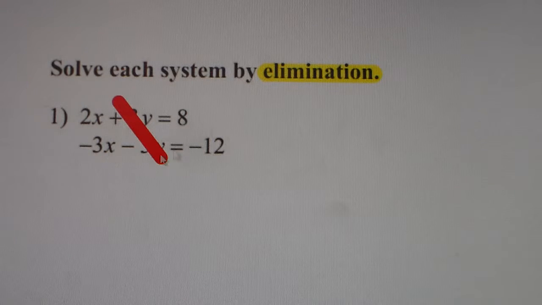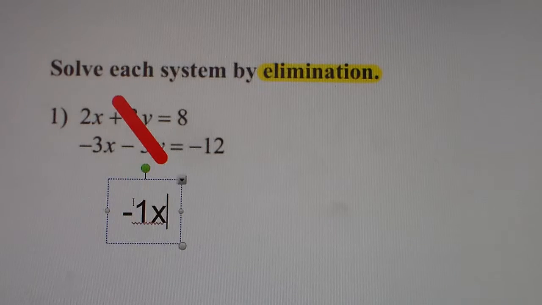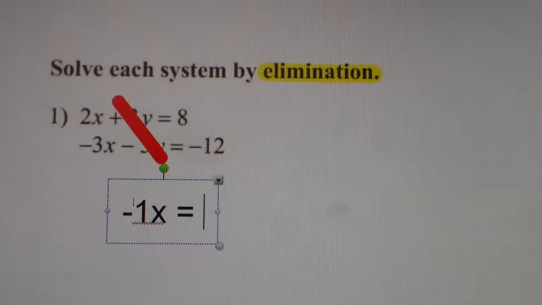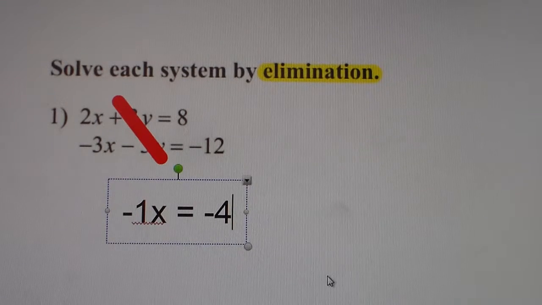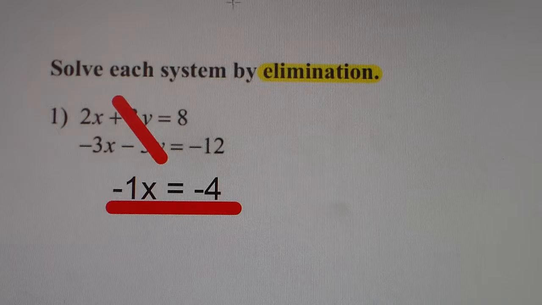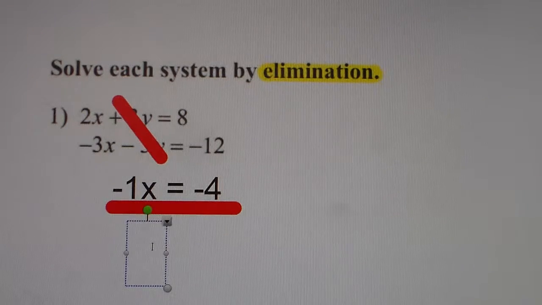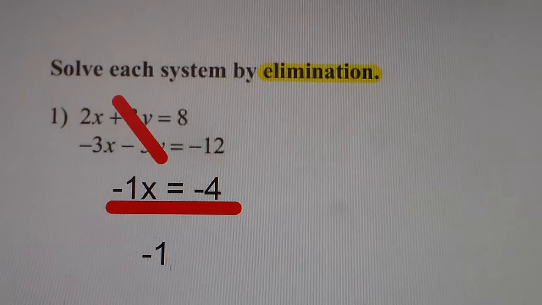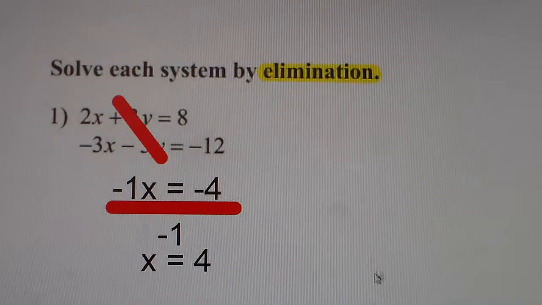So 2x minus 3x is going to get us negative 1x, which is equal to 8 minus 12, which gets you negative 4. Then we divide by negative 1 on both sides, and we're going to get x equals 4. So x equals 4 for this particular problem.